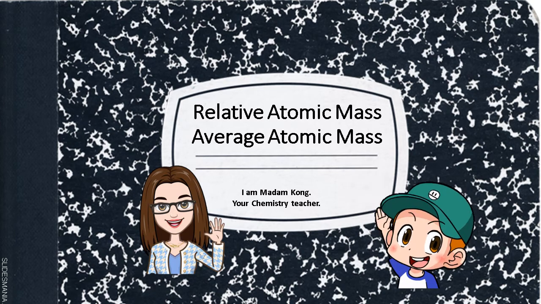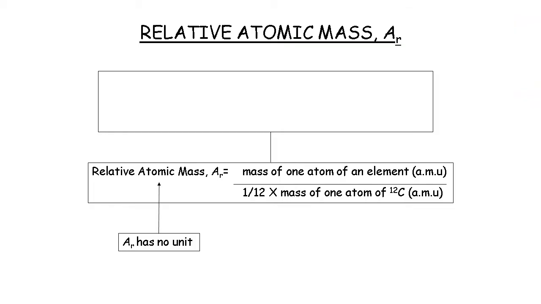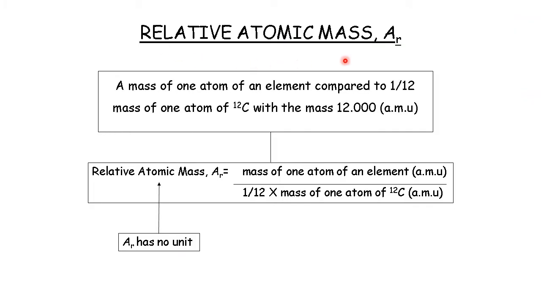Today we are going to do some revision about relative atomic mass and average atomic mass that we learned in week 1. Are you ready? Let's start. So first, we must know the definition of relative atomic mass. The symbol is Ar. It is the mass of one atom of an element with the unit amu, compared to 1 over 12 times the mass of one carbon atom, also with amu unit. So amu cancel, meaning that the relative atomic mass has no unit.